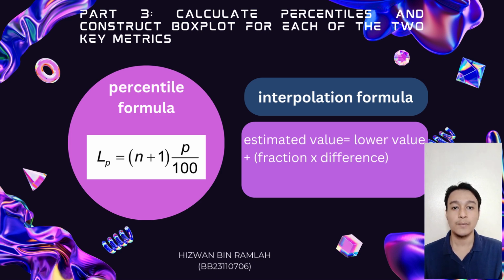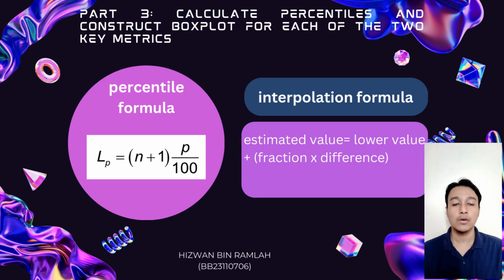Next I will present part 3, which is to calculate the percentiles and construct a box plot for each of the two key metrics. For the formula of percentiles, n, which is the total number of data, plus 1, multiplied by p, which is the desired percentile, and divided by 100. Next is interpolation. Interpolation in percentiles is used when the calculated percentile position is not a whole number.